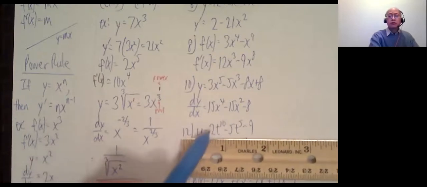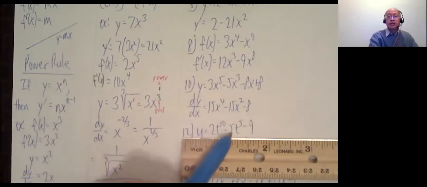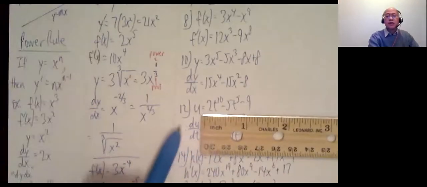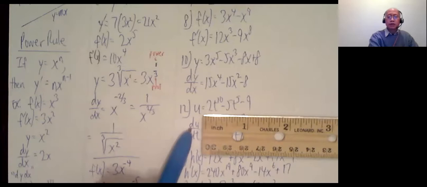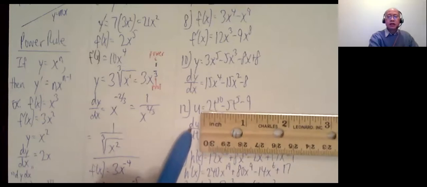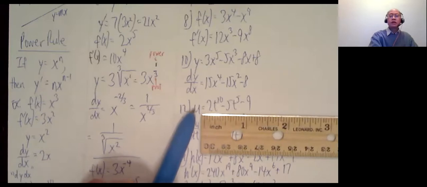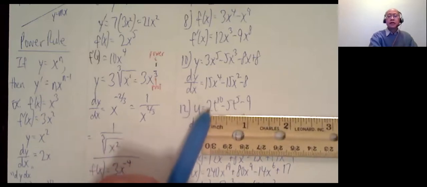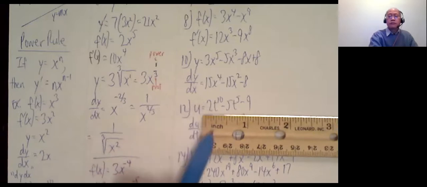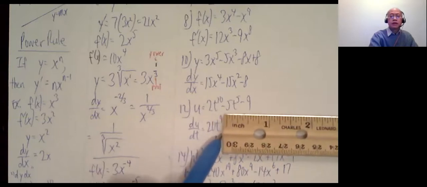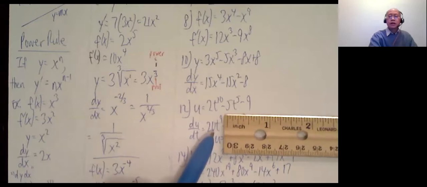Okay, 12. U equals 2t to the 10th minus 5t to the 5th minus 9. The symbol this time would be du dt for derivative. This very clearly tells you that the variables are u and t. You could also write u prime. So think to yourself, what would you put? 2t to the 10th. What's the derivative? Multiply, subtract 1. 20t to the 9th. Did you get that?